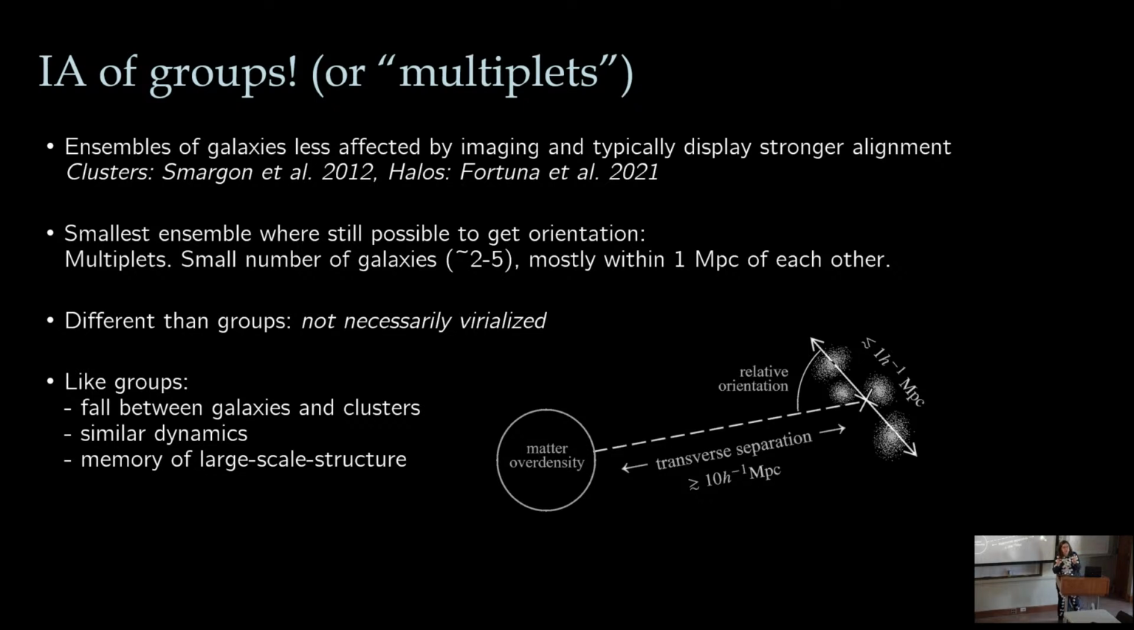And we call them multiplets, not galaxy groups or small clusters, because they're not necessarily virialized. So you can imagine that some members of these multiplets are perhaps still in the process of infalling. However, like galaxies and clusters, we expect that they're governed by similar dynamics and still retain some memory of the cosmic environment from which they formed.